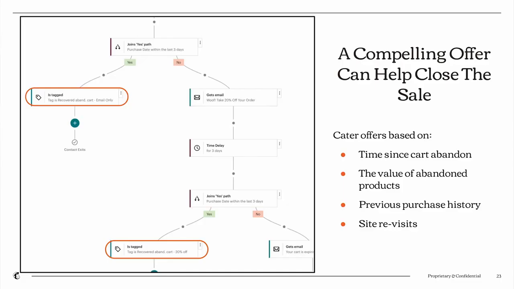A compelling offer really can help close the sale, but there are lots of strategies that you can use to figure out when you're going to give these offers. So you can do the time since someone abandoned their cart, the value of the products in the abandoned cart, the previous purchase history, have they bought from you before, and site revisits. Did they come back to your site since abandoning it and then abandon again? Well, they're showing extra interest. You might want to do something to really convert that sale.